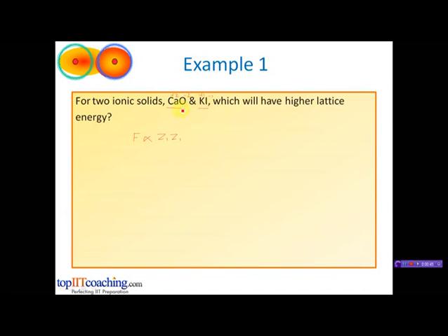So it's pretty simple that the force of attraction between the ions of calcium and oxygen, that is calcium ion and oxide ion, will be much greater in the lattice of calcium oxide, and therefore it is going to have higher lattice energy. It is also supported by the experimental facts which show that the lattice energy of calcium oxide is much higher than that of potassium iodide.